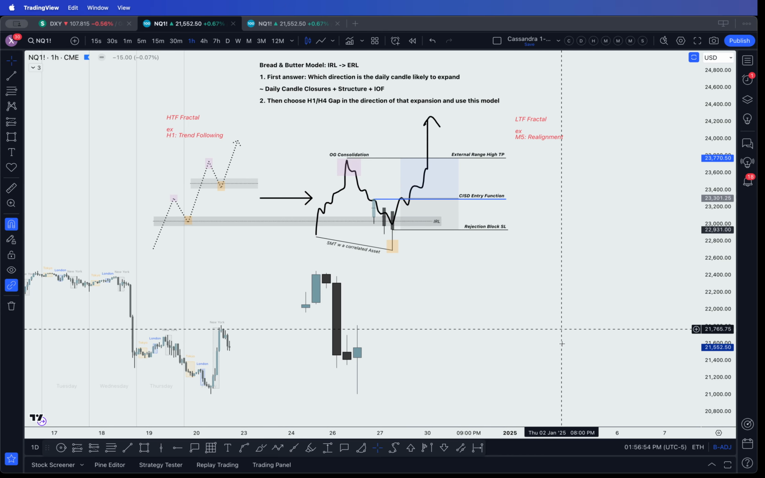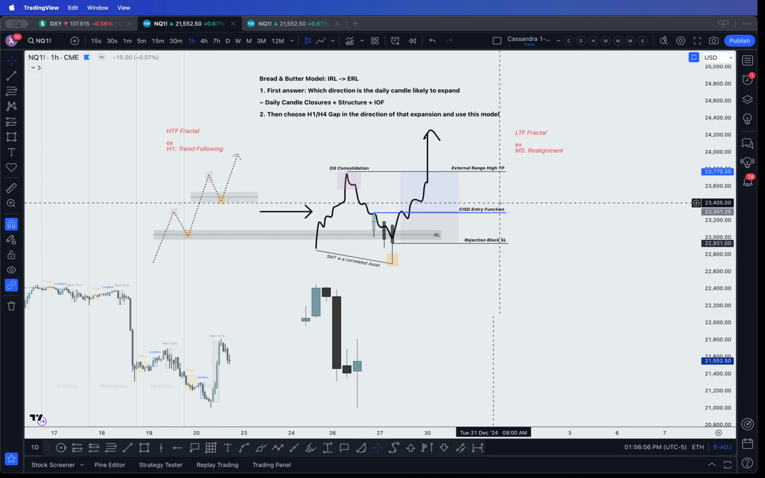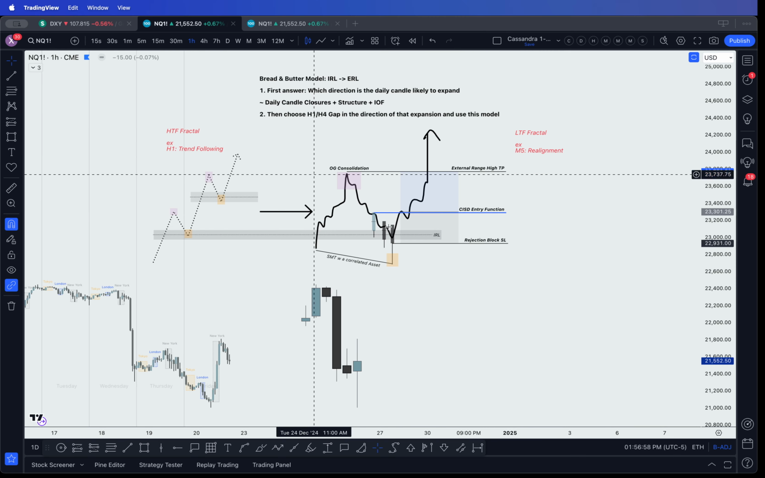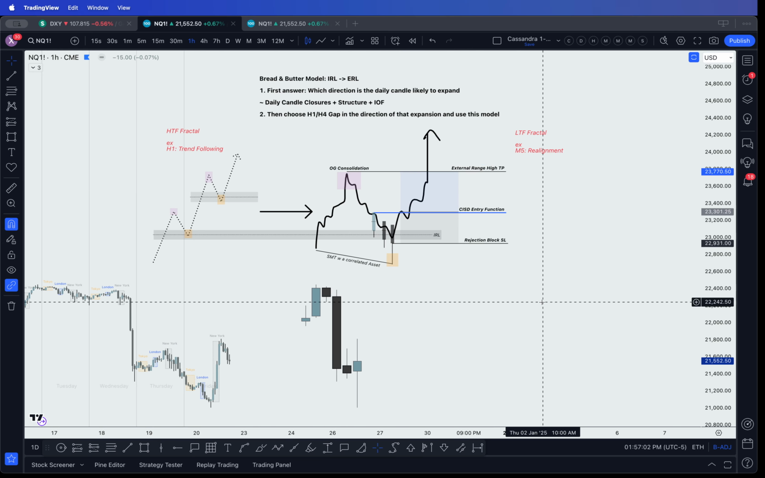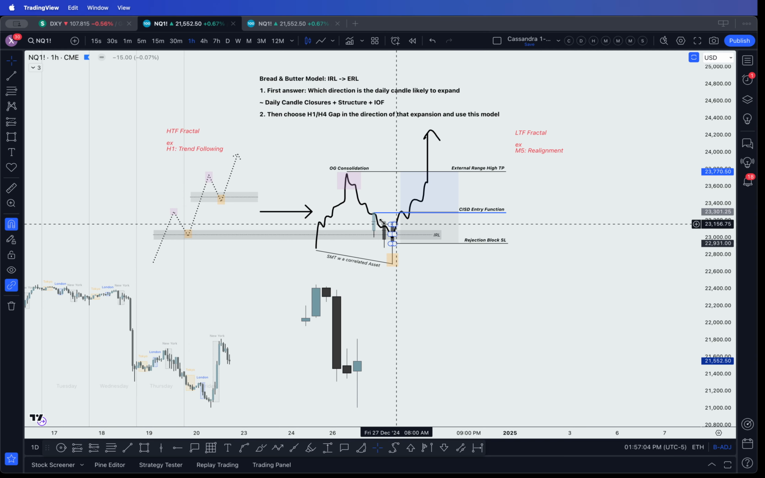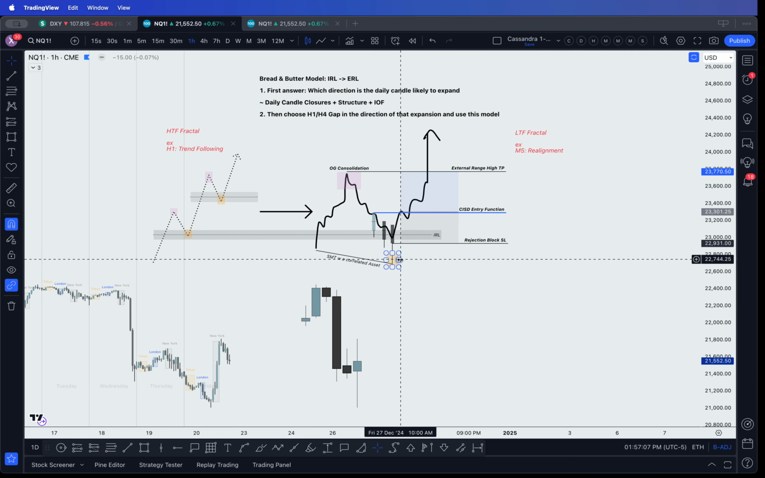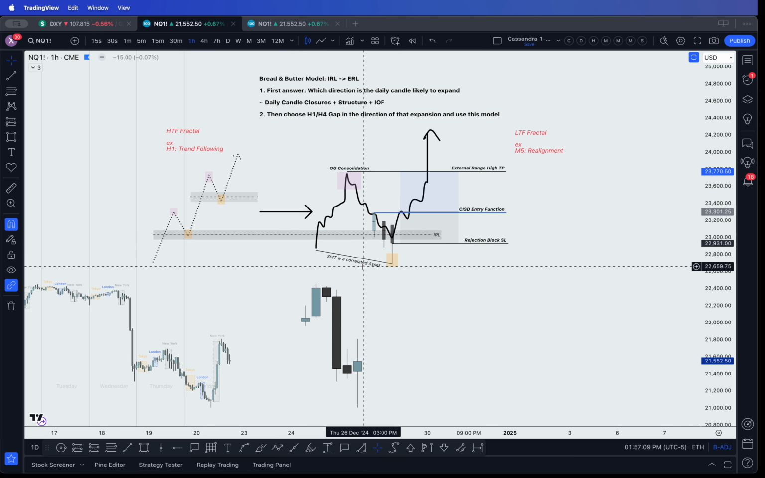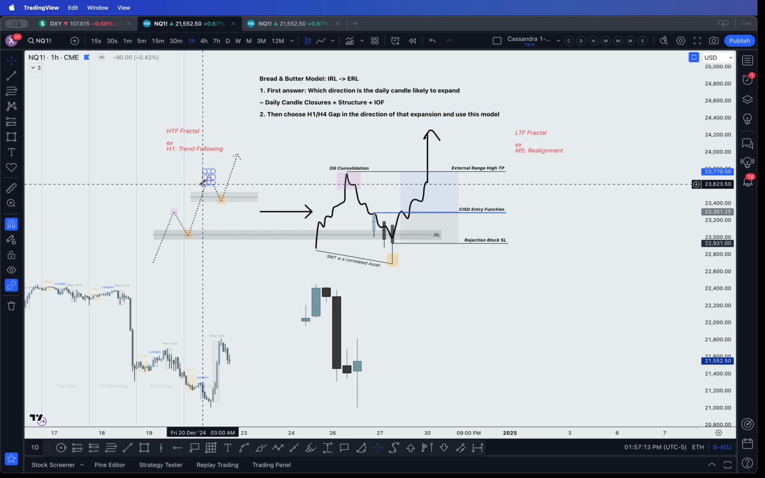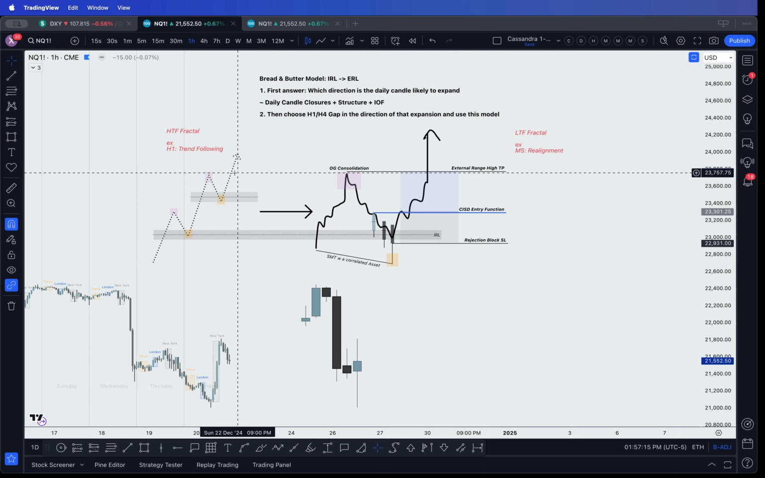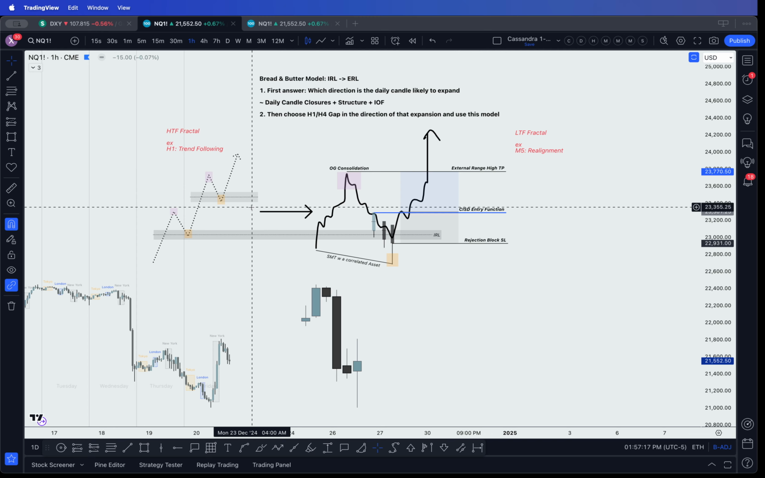So this bread and butter model is an internal to external range liquidity model like I talked about in that SysD video, and you probably recognize a similar schematic in here, right? We're looking for that change in state of delivery, an SMT with a correlated asset, and then we're looking to trade from a higher low to a higher high, or in the case of a bearish market, from a lower high to a lower low, okay?